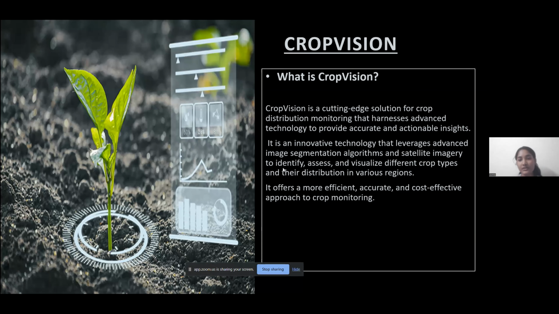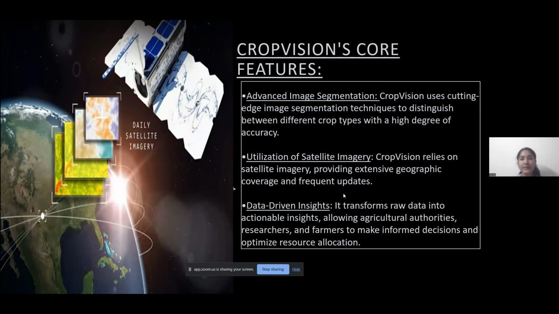So, what is Crop Vision? Crop Vision is a cutting-edge solution for crop distribution monitoring that harnesses advanced technology to provide accurate and actionable insights. It is an innovative technology that leverages advanced image segmentation algorithms and satellite imagery to identify, assess, and visualize different crop types and their distribution in various regions. It offers a more efficient, accurate, and cost-effective approach to crop monitoring. The core features of Crop Vision are advanced image segmentation, utilization of satellite imagery, and data-driven insights.